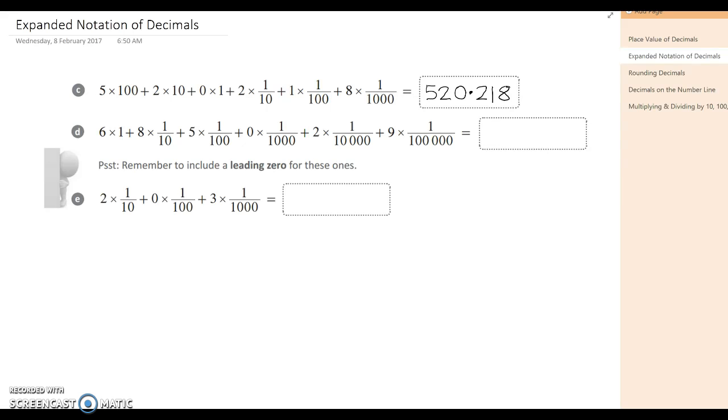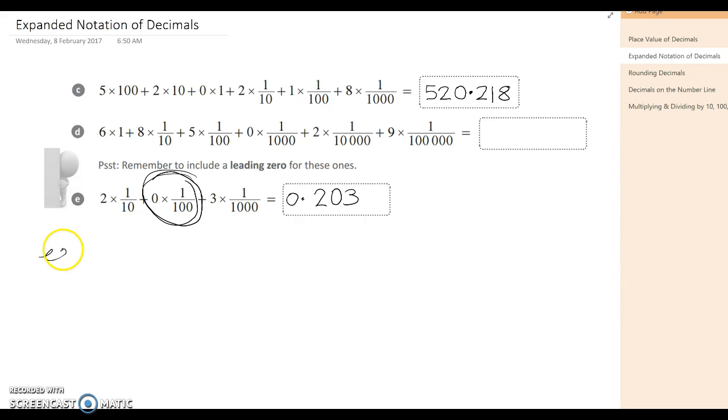So what happens when you've got another one where you've got nothing in a particular column? You be careful to put a 0 there. So this one would be 2 in the tenths column, nothing in the hundredths column, and 3 in the thousandths column. Now sometimes they don't put that little neat reminder in there.